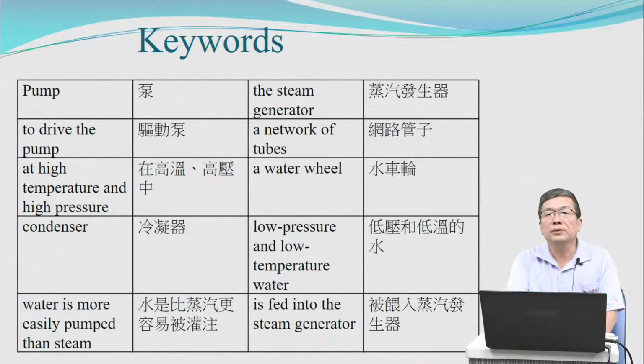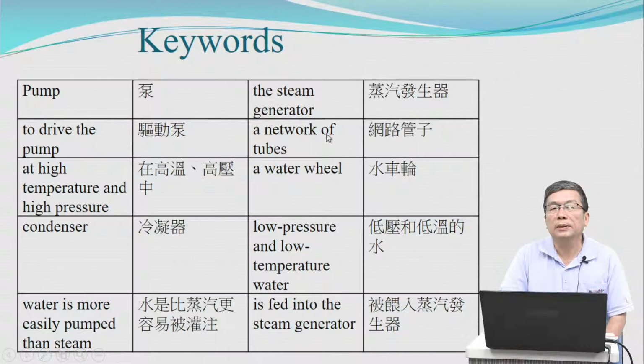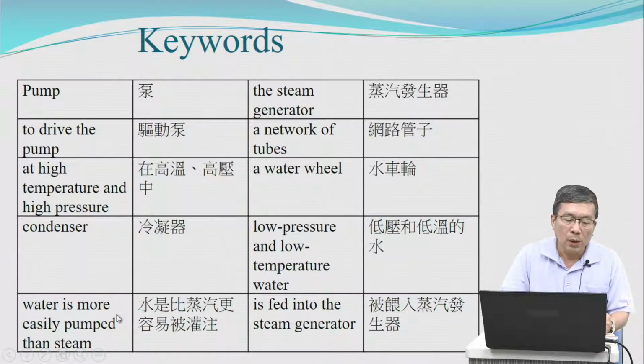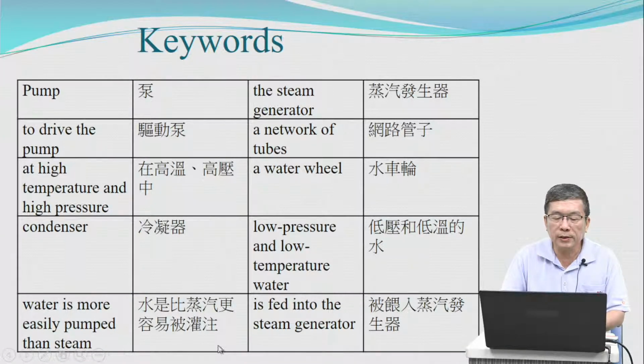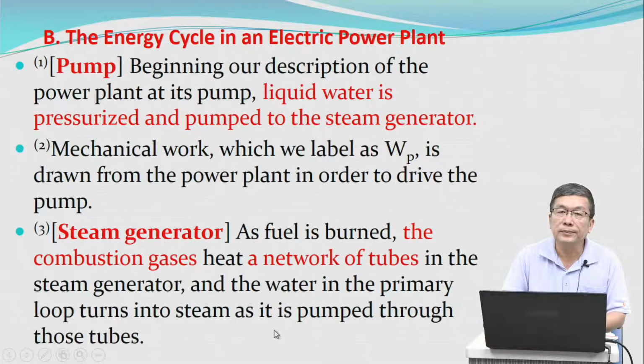The key words: pump, the steam generator, to drive the pump, a network of tubes at high temperature and high pressure, a water wheel, condenser, low pressure and low temperature waste. Water is more easily pumped and then steamed. It's fed into the steam generators. The energy cycle in an electric power plant.